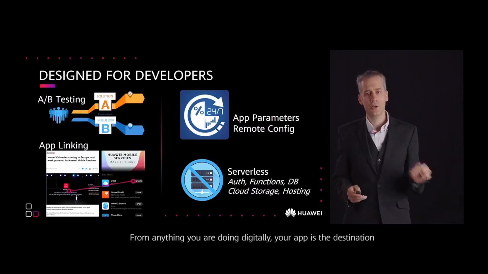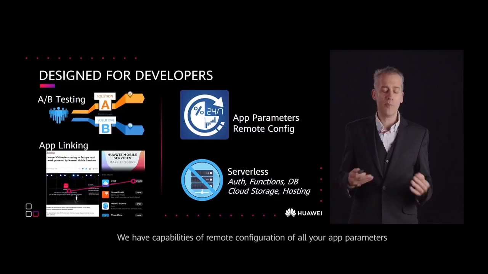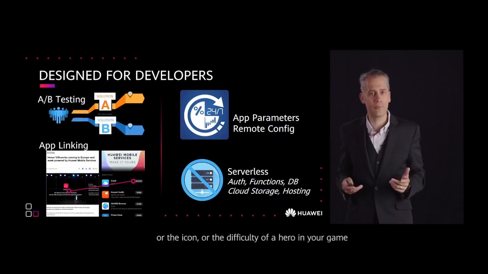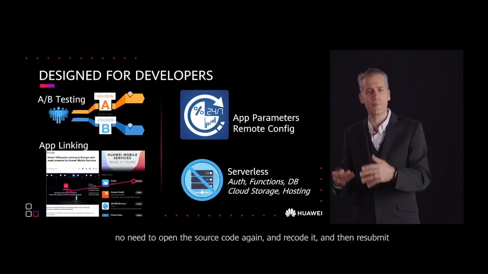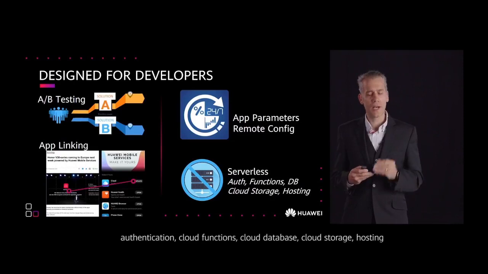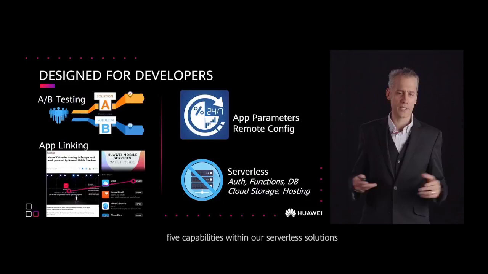We have capabilities of remote configuration of all your app parameters. It means that if you want to change the background color of your app, or the icon, or the difficulty of a hero in your game, you can do that remotely. No need to open the source code again and recode it and then resubmit, everything done remotely. And finally, we have serverless capabilities. Authentication, cloud functions, cloud database, cloud storage, hosting, five capabilities within our serverless solutions.